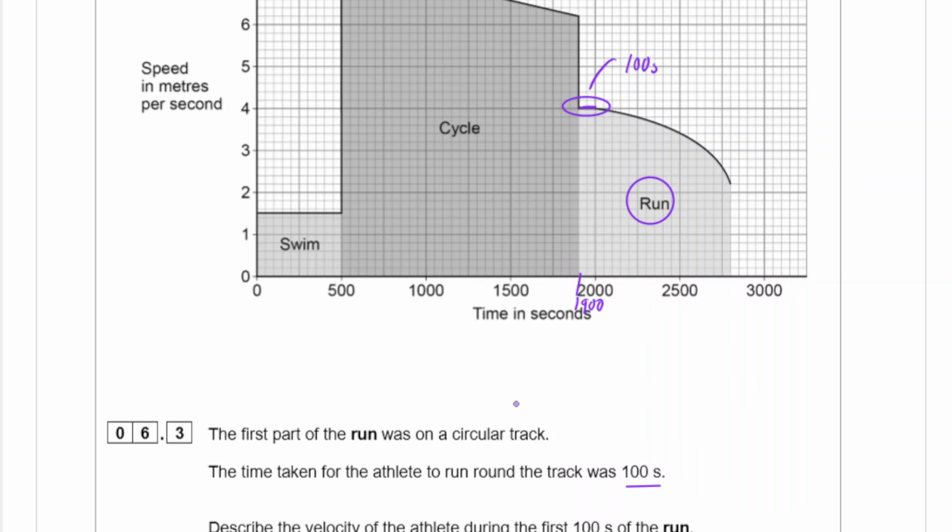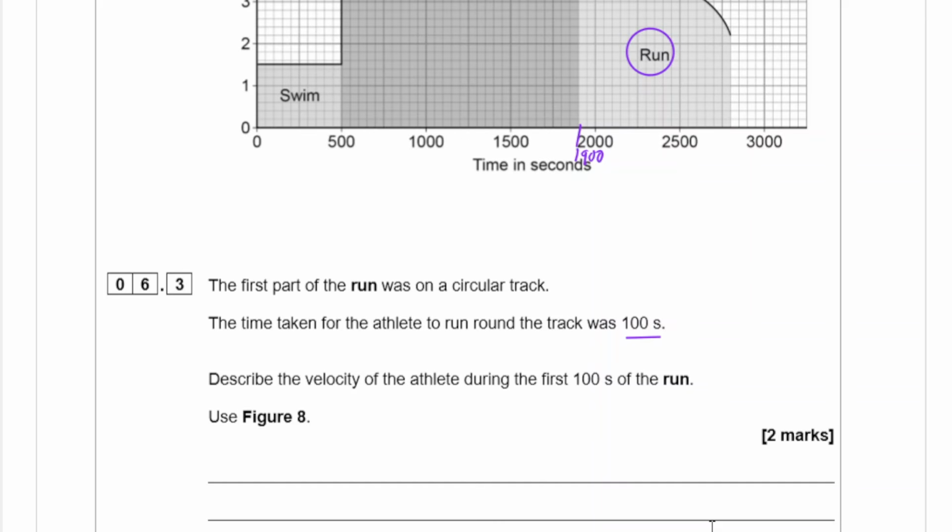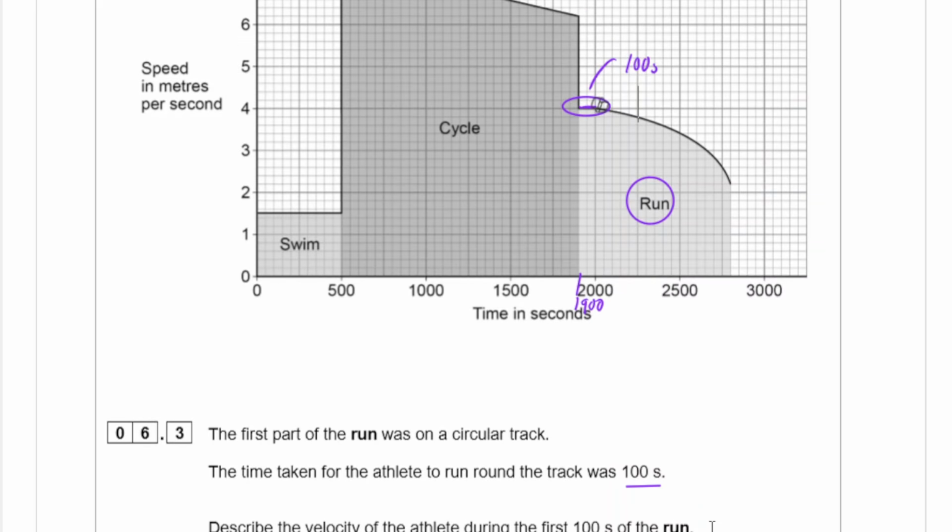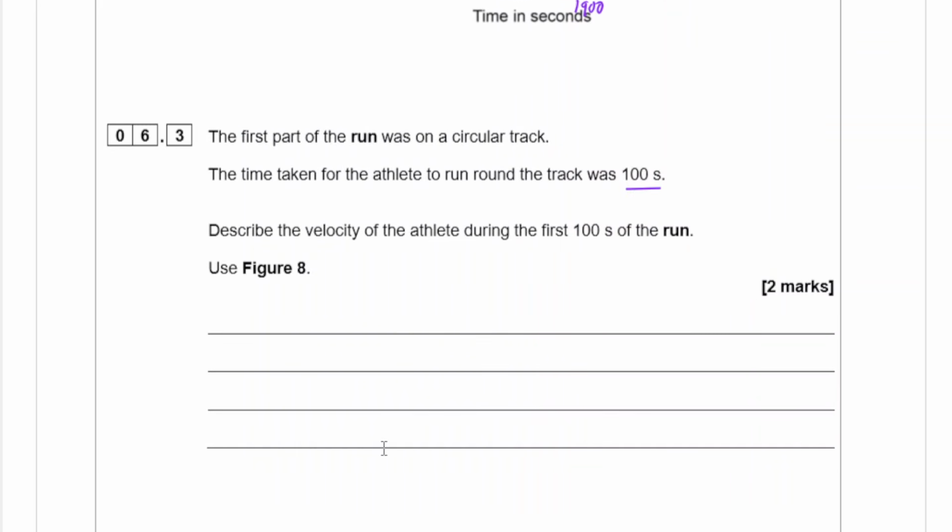Now the question is asking, describe the velocity of the athlete during the first 100 seconds of the run. So now it's a flat line. That means the speed was 4 meters per second. Since it's a flat line, it should be constant speed, right? Well, describe the velocity of the athlete during the first 100 seconds of the run.